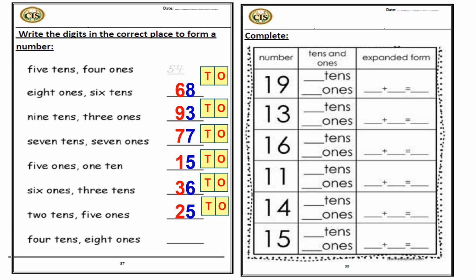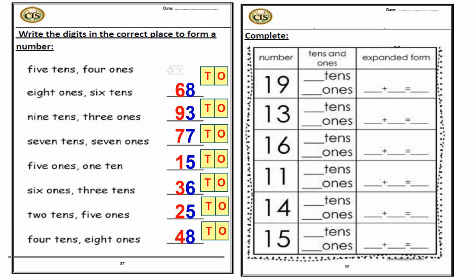4 tens and 8 ones. I must write ones and tens. Then 4 under the tens and 8 under the ones. So the answer will be 48. Here in this question, I must write the houses first to answer. Let's move to another page, 38. Complete. I have here the numbers and tens and ones and expanded form.